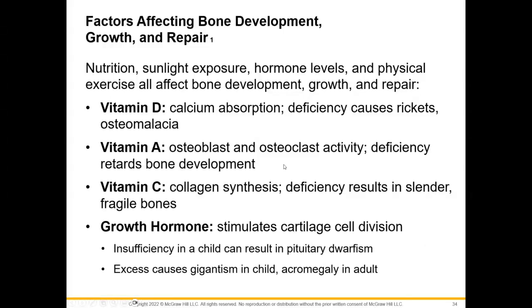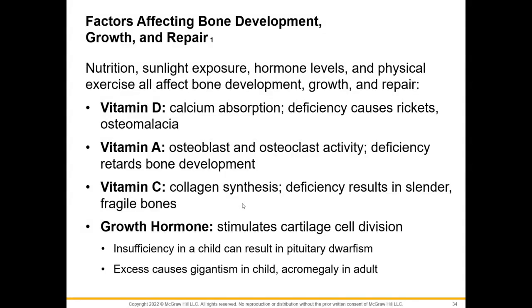Vitamin A affects the osteoblast and osteoclast activity. Deficiency of vitamin A will retard bone development. Okay, vitamin C, that's important for collagen synthesis. A deficiency is going to result in slender, fragile bones.